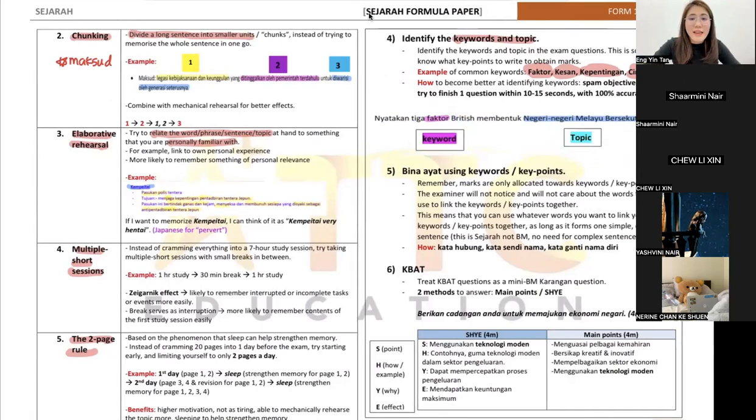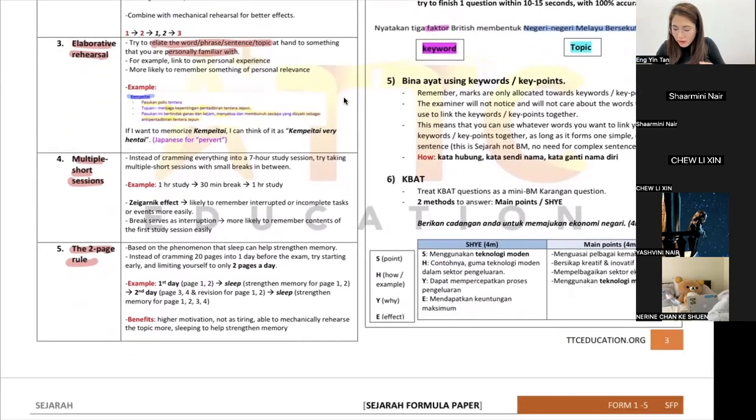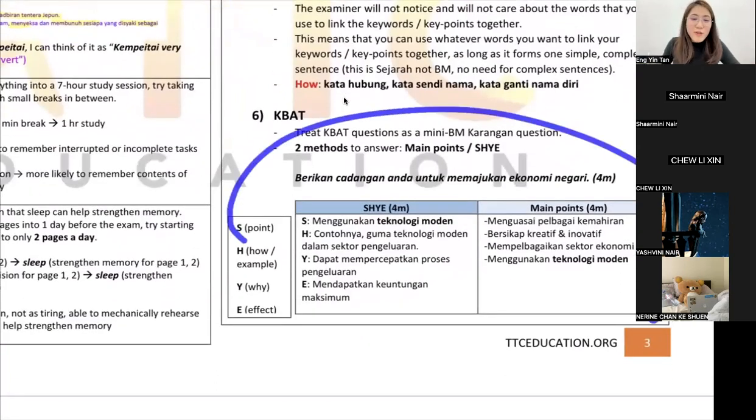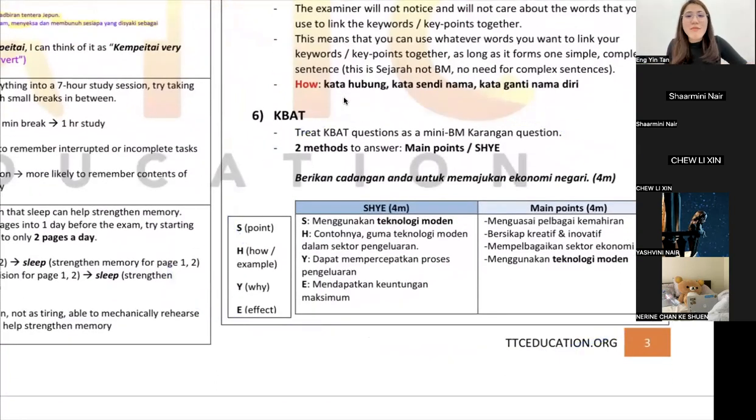So under this case, let me show you something here. You see Bina Ayat using the keyword. This one you guys know lah. For those who need help with Bina Ayat, kindly PM me using the chat box. Then I will guide you with it personally. But I don't want to spend time on Bina Ayat, okay? And also I want to emphasize this.